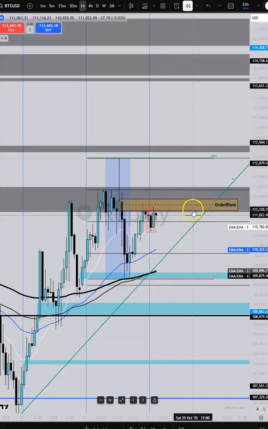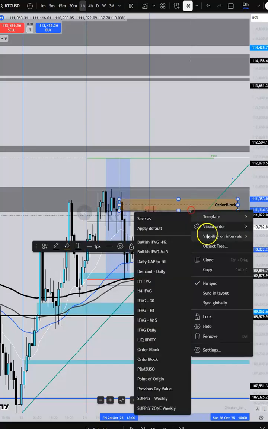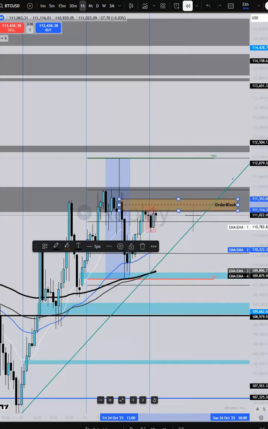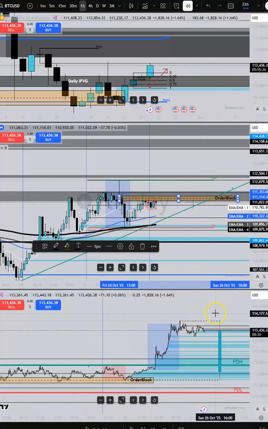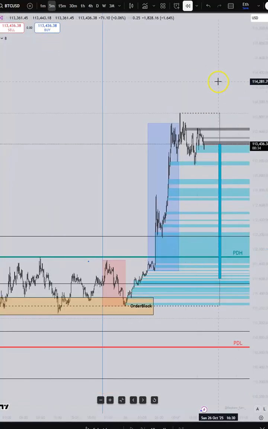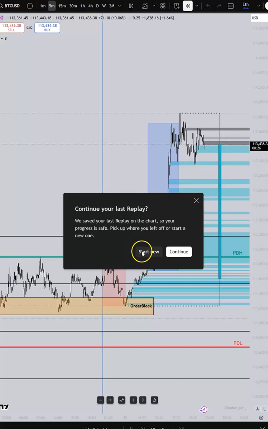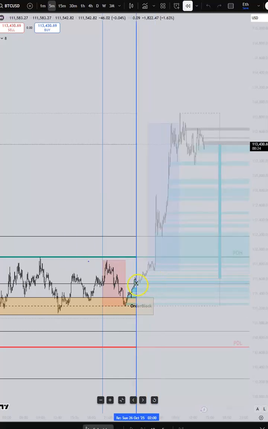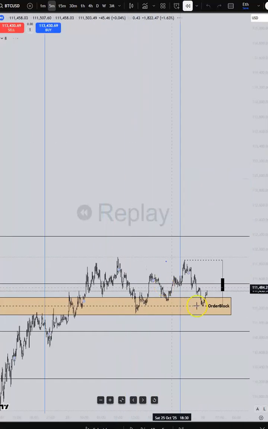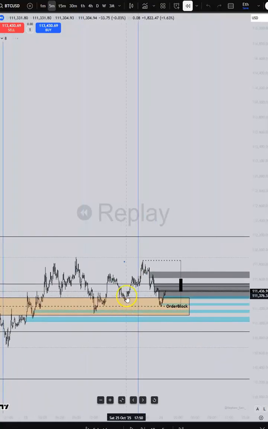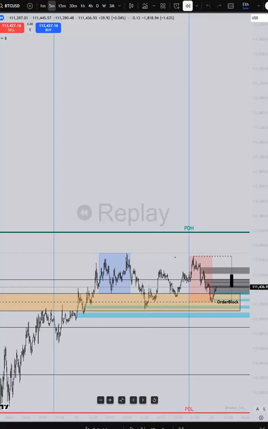So we're gonna use this order block for our entry, and we're gonna go down to a lower time frame for our entry. As you can see here, I'm on the 5-minute time frame, and we're gonna get back. So I'm gonna stop this. We're gonna start new. So no, this is Saturday. We're gonna go back again.